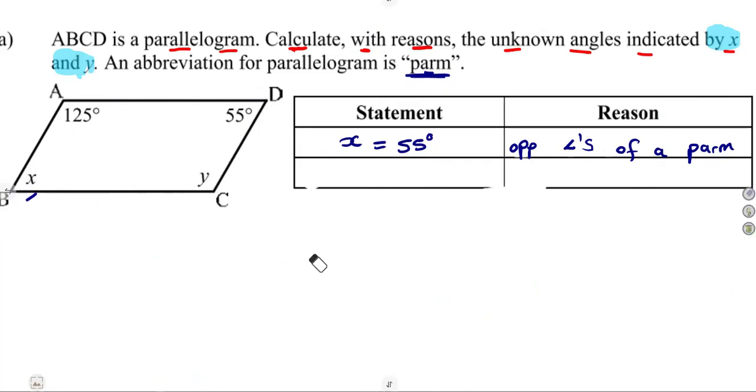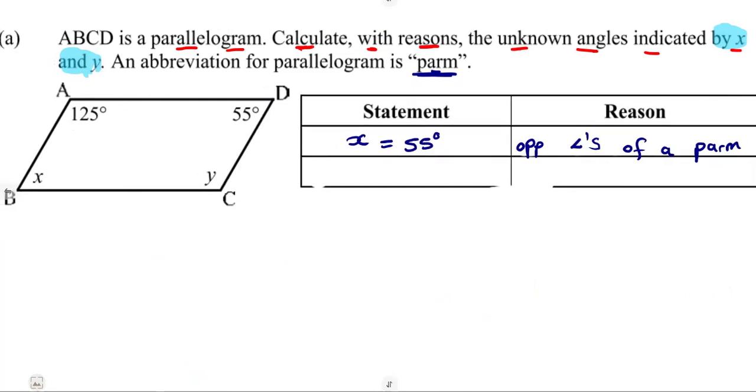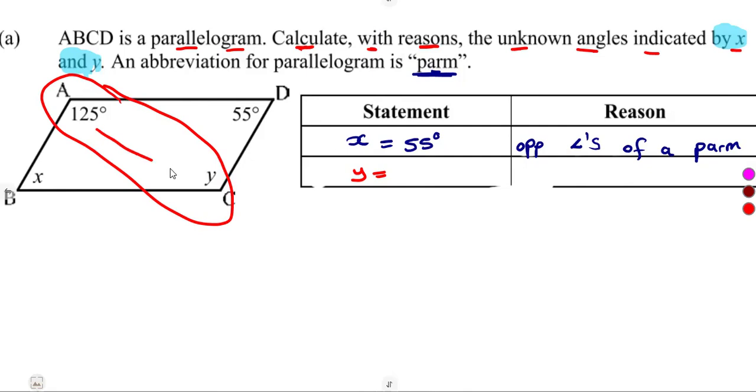All right, so we managed to find X. What about Y? We can use the same concept, guys, to find Y. Remember, opposite angles of a parallelogram, they are equal. So definitely by default, Y is equal to what? 125 degrees. Y is equal to 125 degrees. The reason being opposite angles of a parallelogram.